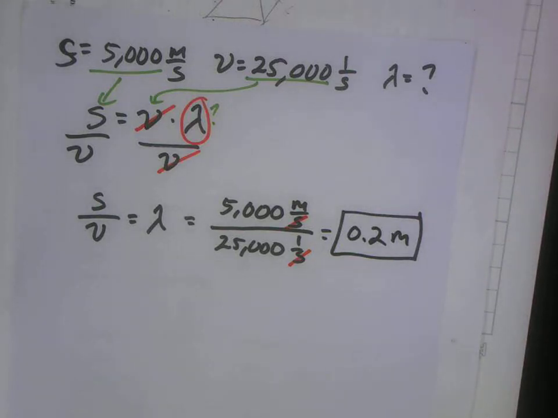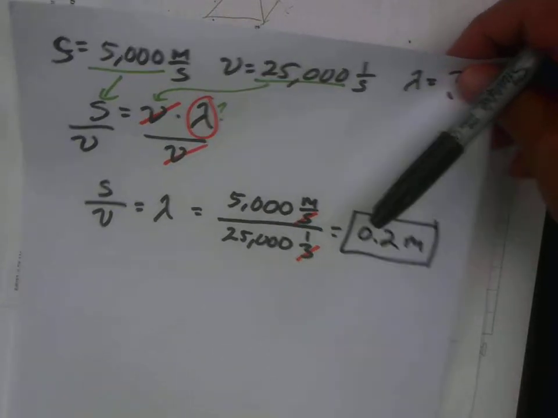Okay, let's do the last one. The question is, what frequency does a wave have if its speed is 3 times 10 to the 8th meters per second and its wavelength is 6 times 10 to the minus 6 meters? The purpose of this problem, you'll notice we already did one where we solved for frequency. Why are we doing it again?